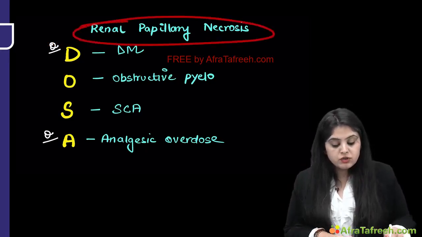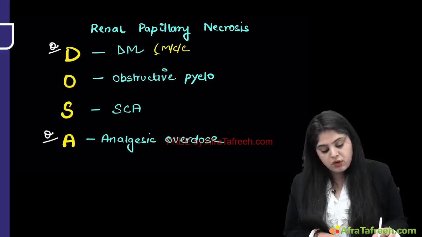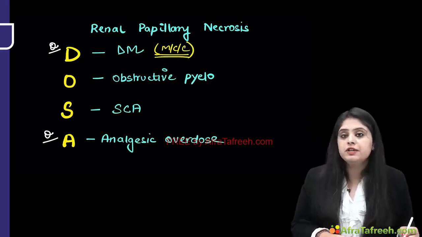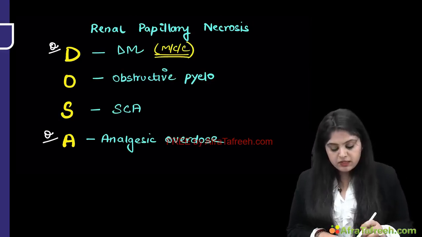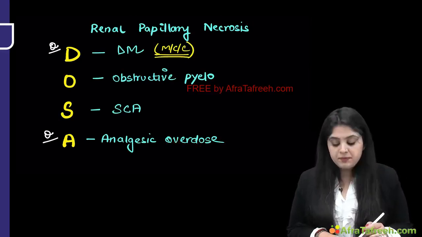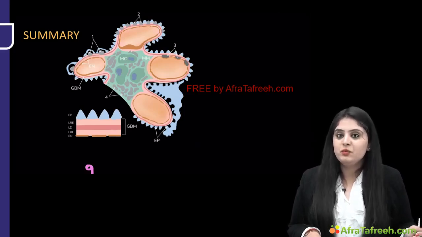These are the ones which are going to kill the kidney papilla, renal papillary necrosis. However, the most common cause is what you're reading over here, and that is diabetes mellitus. I hope everyone's okay with it and there's no confusion going forward. Having discussed all these diseases, it's time for the summary that you guys have been waiting for.